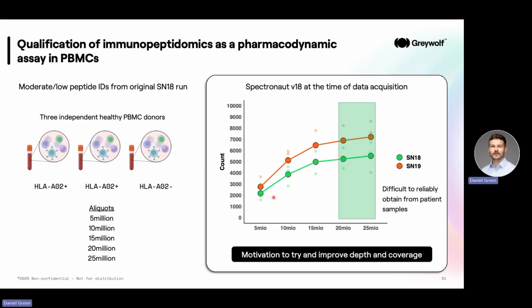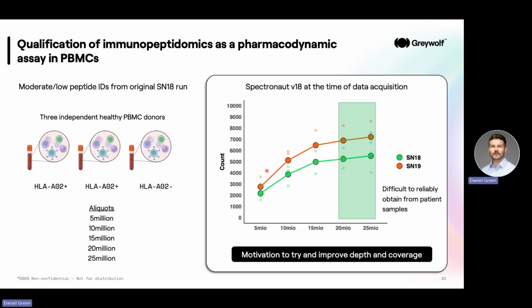So prior to starting any clinical assay, it's always good to ascertain the appropriateness of that assay relative to your clinical settings. So what the left-hand side here is describing is a ramping study that we performed in 3 independent healthy PBMC donors, where we took 2 A2 positive donors, 1 A2 negative donor, and we had aliquots of 5 million cells all the way up to 25 million cells. And the outcome of this experiment was to really try and understand what the level of PBMC input would be and what that PBMC input would give us in terms of peptide IDs at a 1% FDR.